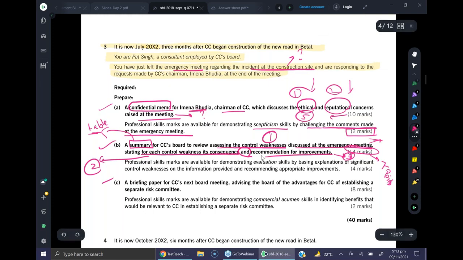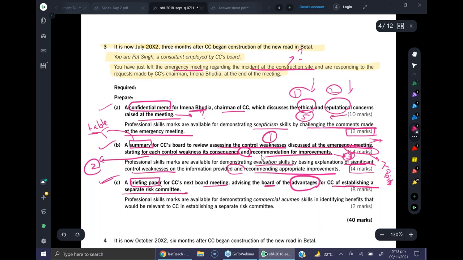Professional skills marks are available for demonstrating evaluation skill by basing explanation of significant control weaknesses on the information provided and recommending appropriate improvements, of course, which are relevant and which will solve the problem. 4 marks are here. And the C requirement is to prepare a briefing paper for CC's next board meeting advising the board of the advantages. It's very clearly written here.